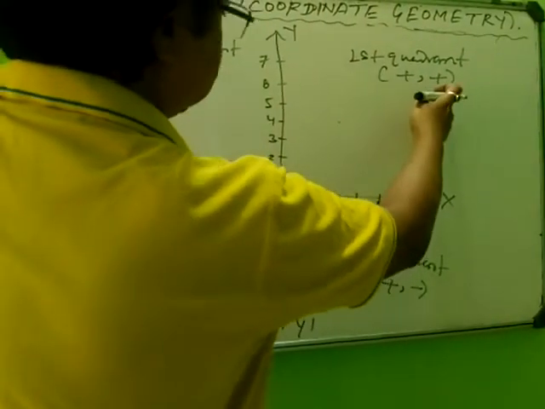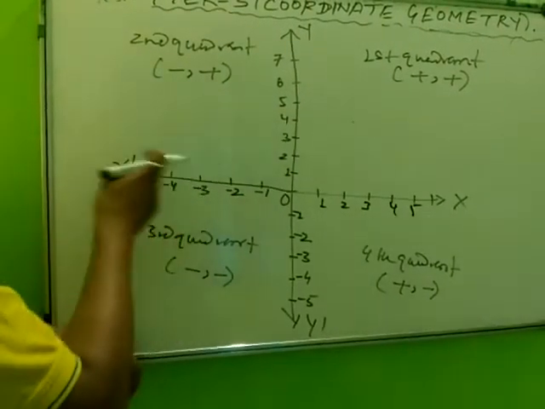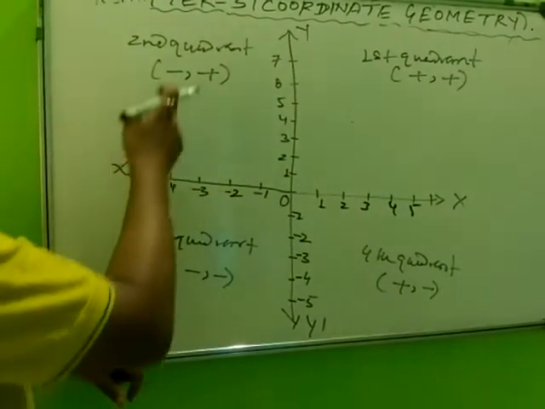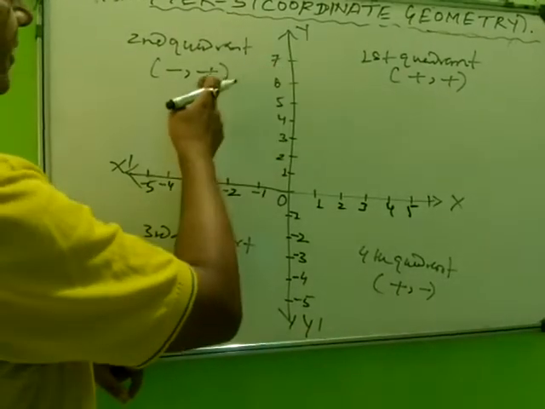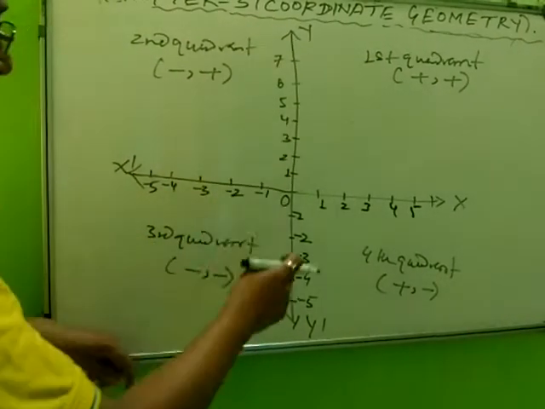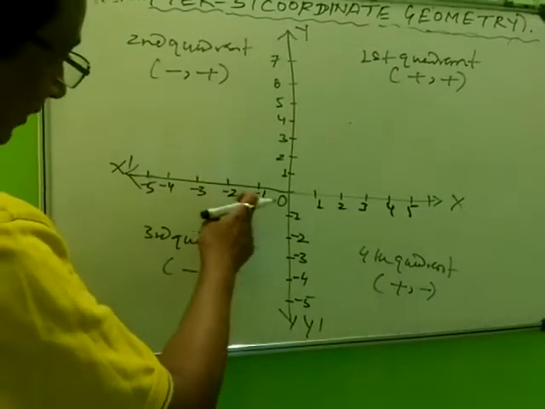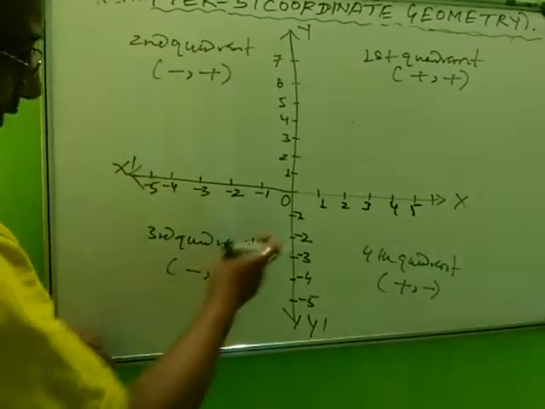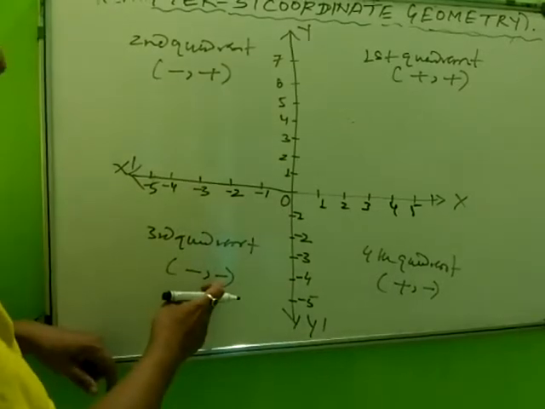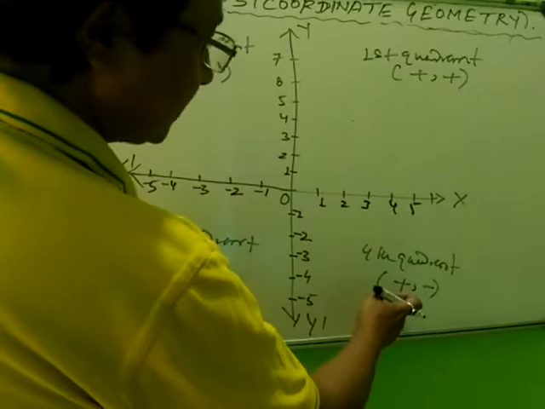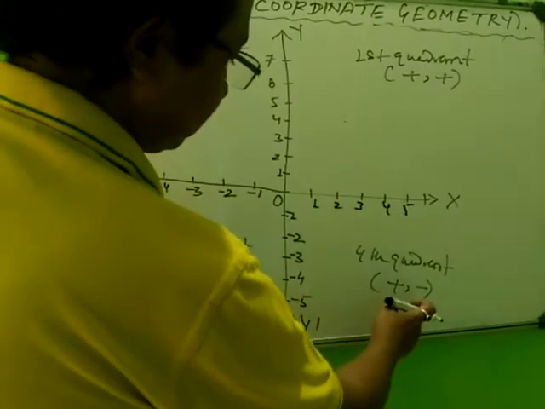So plus, comma, plus. Second quadrant: here x is minus, all these are negative, and y is plus. Then the third quadrant: here x is negative, all these are negative, and y is also negative. Then the fourth quadrant: x is positive, and y is negative.